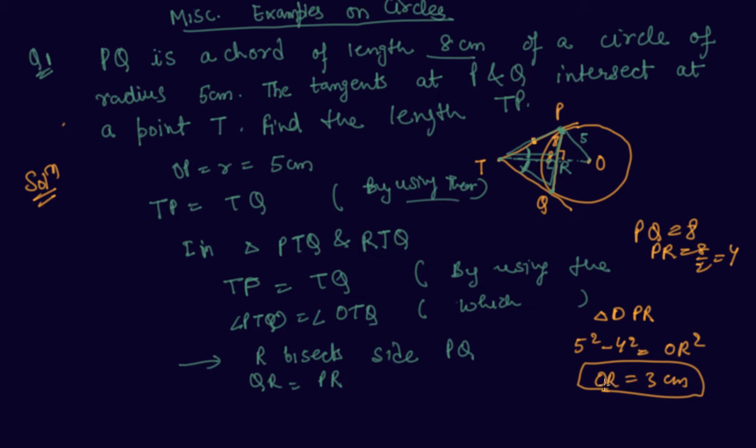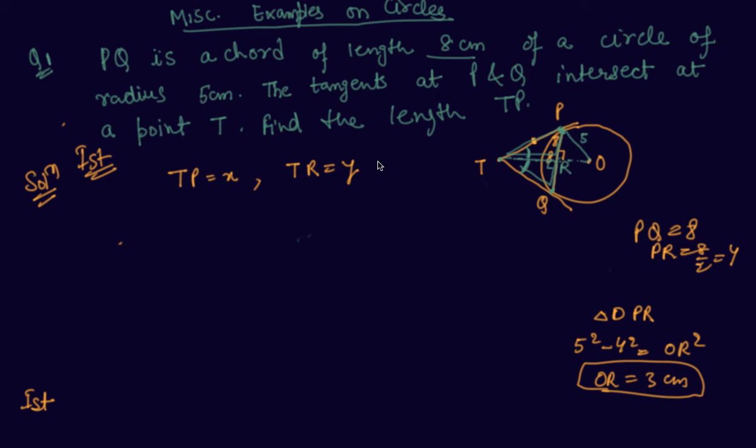After getting the value of OR, how will we proceed? We have to find the value of PT. I'll do this question in two ways. First, let me tell you the first way. I'll apply the Pythagoras theorem. Let me delete some part. So I assume the value of TP to be x and TR to be y, and in triangle TPR, this is perpendicular, so x square equals y square plus 16. And in another triangle, which is PTO, I apply the Pythagoras theorem, because this angle is 90 degrees.